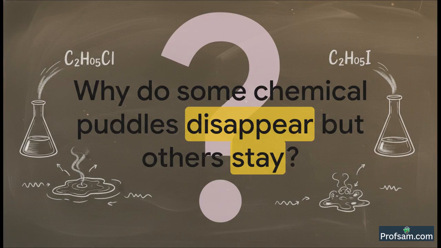Now, I want you to think about something you might have seen in your chemistry lab. Imagine you spill a little bit of some chemical, and poof, it just disappears. It evaporates in minutes. But then another puddle of a different chemical just stays there for hours, right? For example, a little chloroethane disappears very fast, but a drop of iodoethane will remain for a very long time. So what is happening here? Is it some kind of magic?